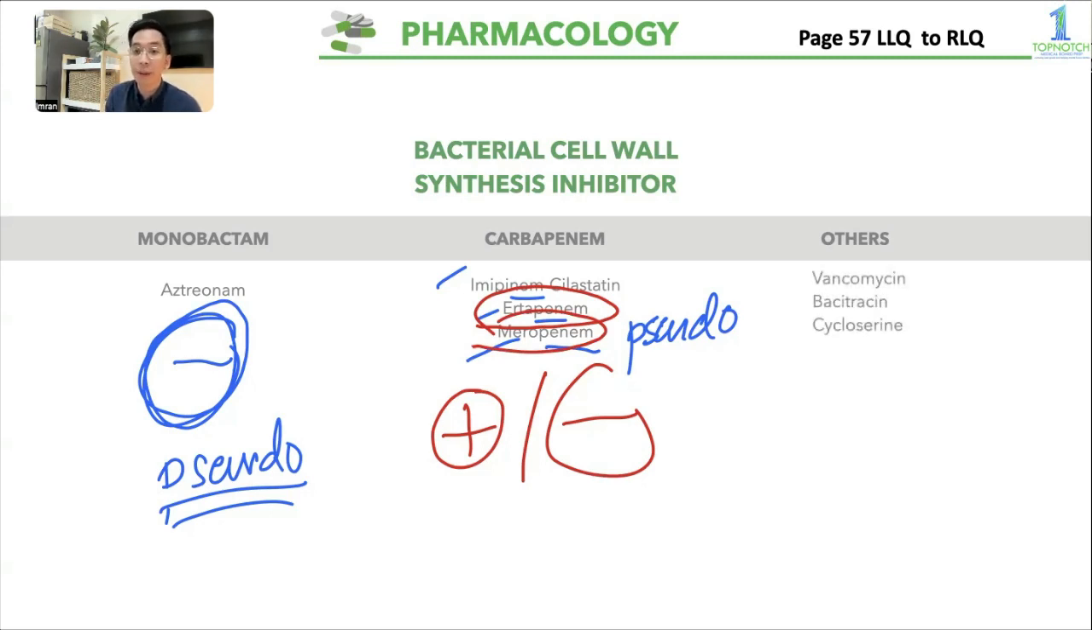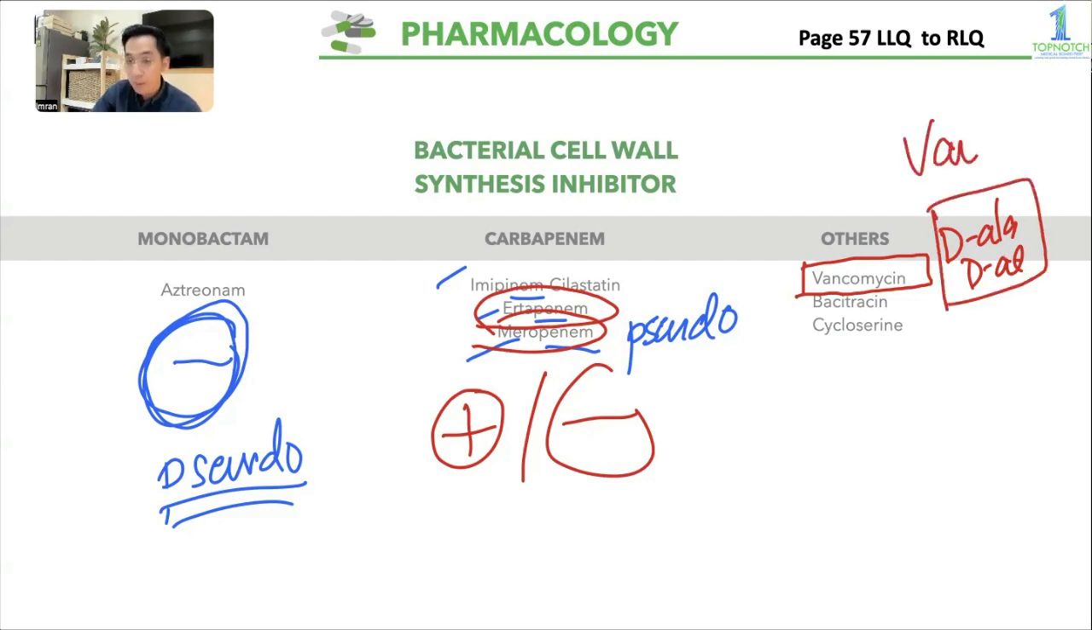And others, syempre, yung ating vancomycin, no? Vancomycin, pinakakilala yan to cover for your gram-positive organism. Ang mechanism ni vancomycin is to bind to the D-ala D-ala terminus of your peptidoglycan, na part siya ng cell wall. Ang palatandaan ko diyan, dala-dala mo yung vanco. Imagine mo malaking bangko, dala-dala mo siya. So vancomycin for usually mga gram-positive sepsis or organisms such as your MRSA.